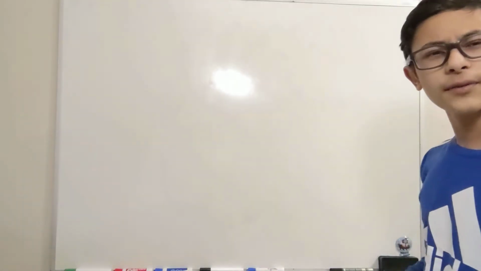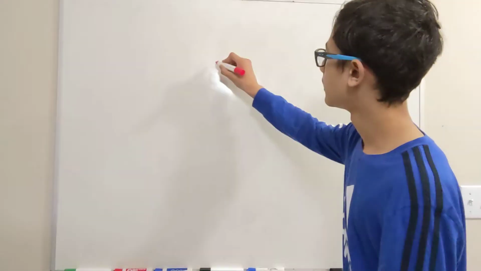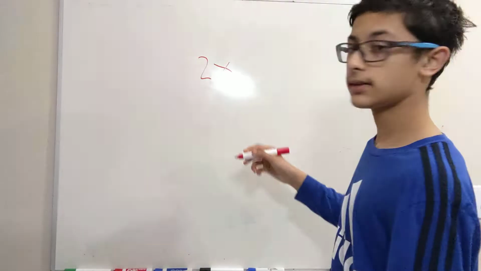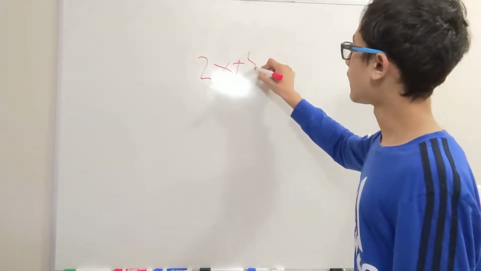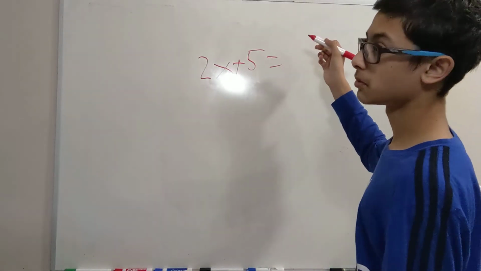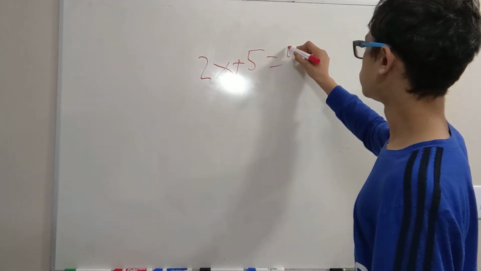But what if we get something like this? 2x plus 5 equals 21.